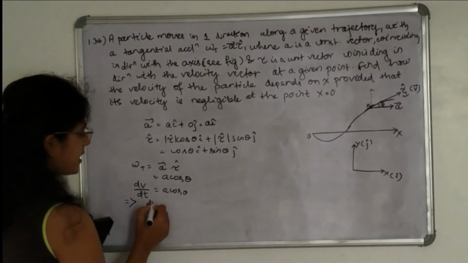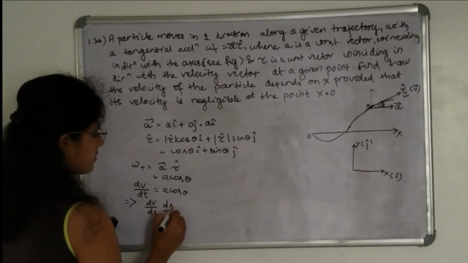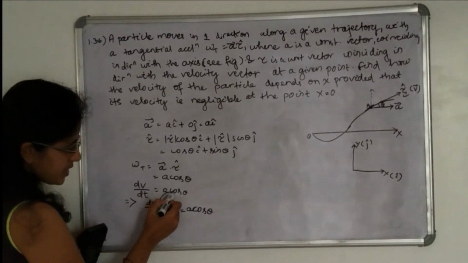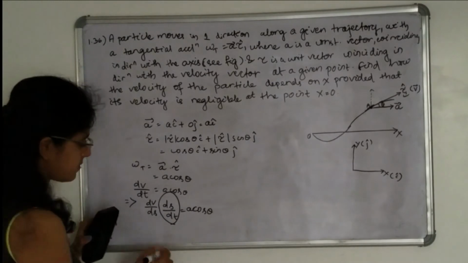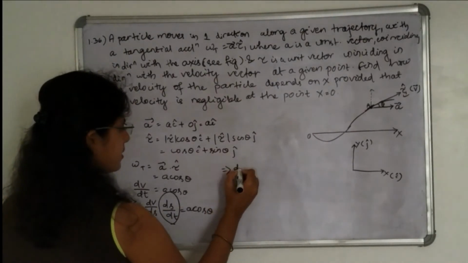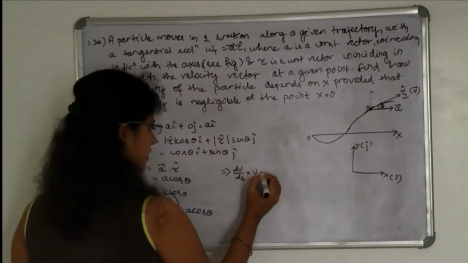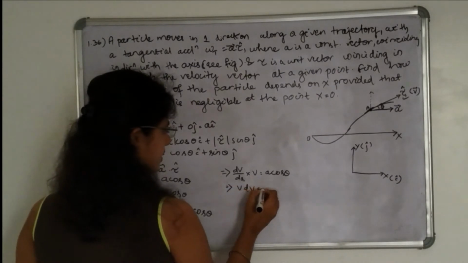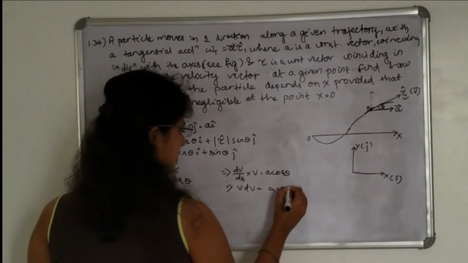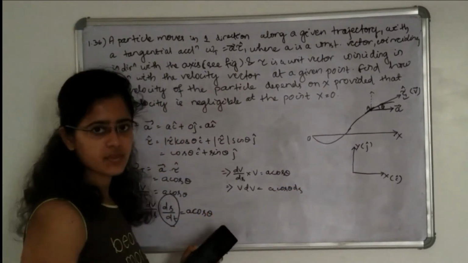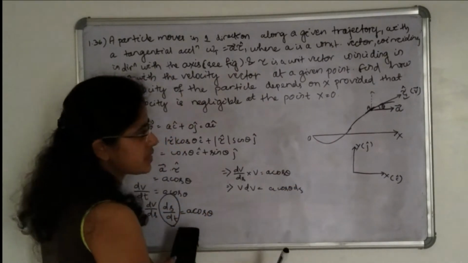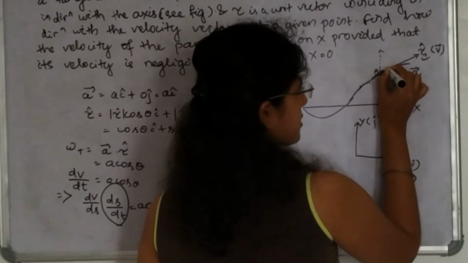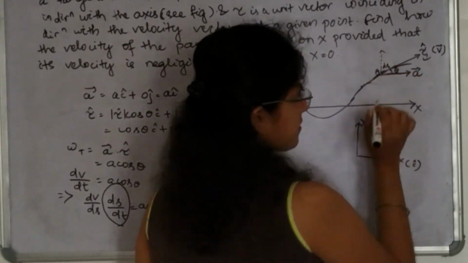Okay. Let us divide by ds and multiply by ds. So ds by dt is equal to v, we know. That means here I am writing dv by ds into v is equal to a cos theta. Cross multiplying this, we get v dv is equal to a cos theta into ds. Okay, so here we have ds cos theta. So let us consider ds at this portion. This much portion, let us consider it as ds.